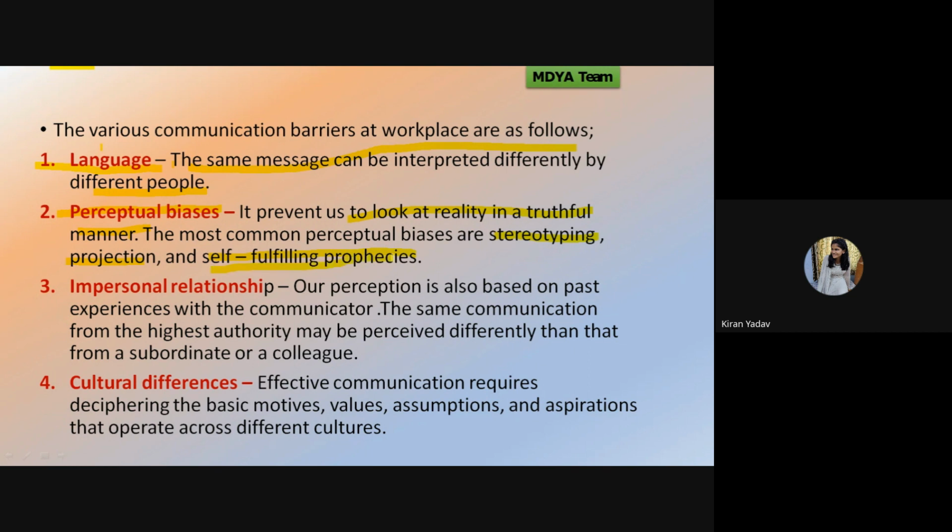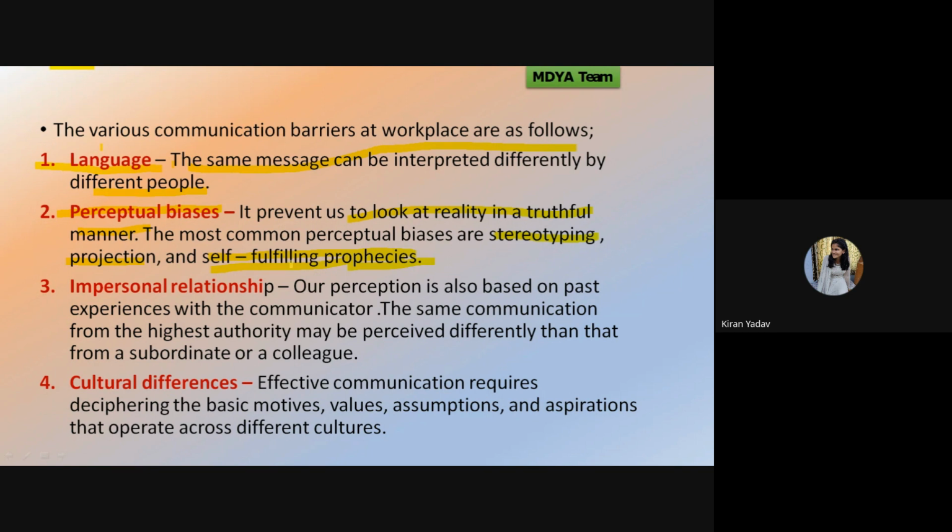And self-fulfilling prophecies: you think that you will do badly in the exam, and then you become stressed, you become worried, and you don't study much due to that stress, due to that worry, and then you really do badly. Then your worry made it happen. This is self-fulfilling prophecies.